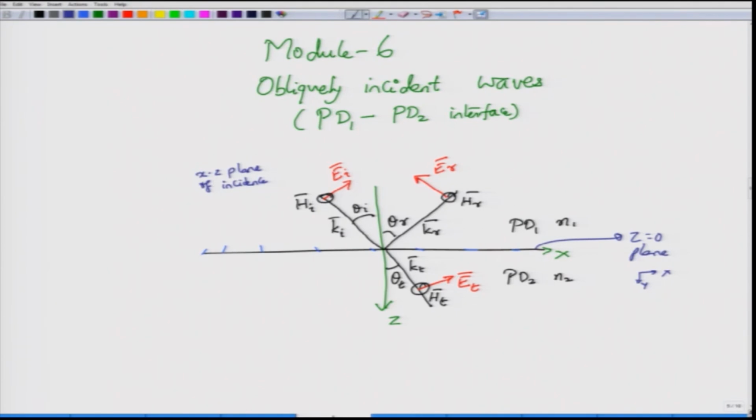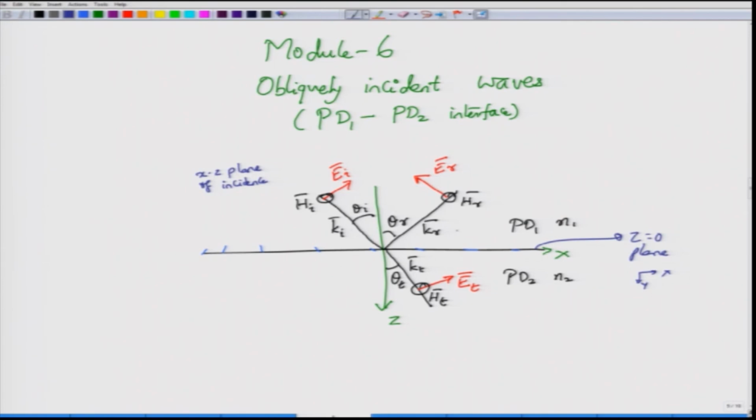I have lined up this problem in such a way that the interface is at the z equal to 0 plane, and any point on that plane can be described by the x and y axis. The plane of incidence, in which the k vectors lie, contains all the incident, reflected and transmitted k vectors, and it is the x and z plane of incidence.